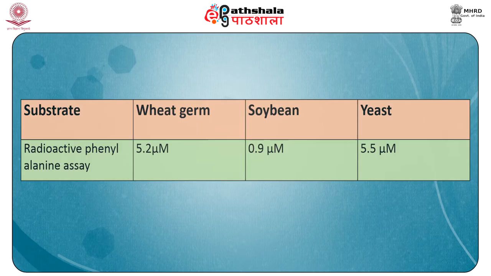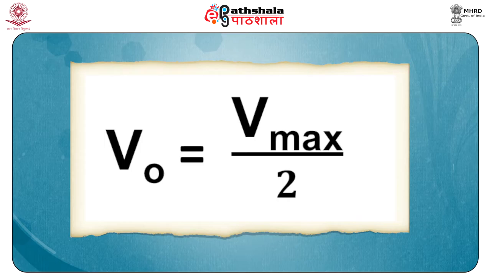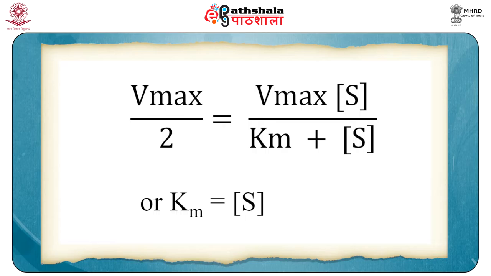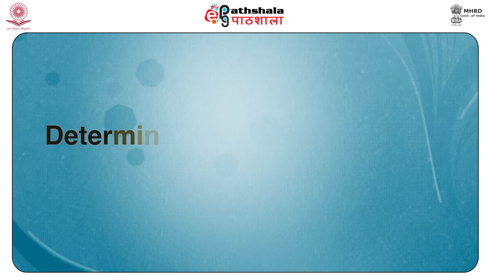Also, at half maximal velocity, that is when V0 is equal to Vmax divided by 2, substituting this in the Michaelis-Menten equation, Vmax divided by 2 is equal to Vmax S divided by Km plus S, or Km is equal to S. Thus, if Vmax can be determined, the substrate concentration at half maximal velocity can be determined, and thereby the Km. How do we determine Km and Vmax?